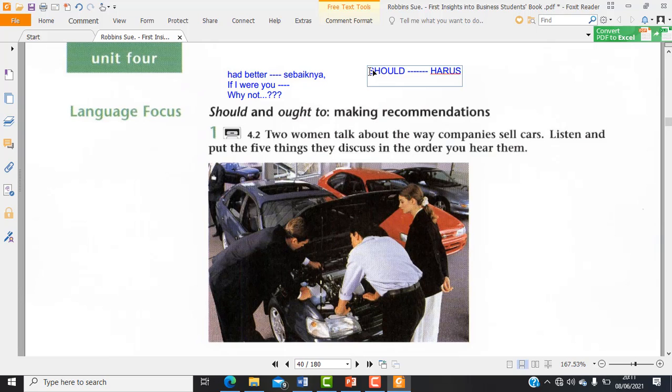Harus pakai helmnya, ya. Tapi kalau misalkan kalian pengen ke warung dekat rumah pakai motor, and then I say, kamu pakai helm dong. Nah itu pakainya nggak must, tapi pakai should. Kenapa? Ya gimana saya aja, toh saya pakai motornya juga deket kan, kayak gitu. Ya. Nah, kira-kira saya punya beberapa kalimat nih.